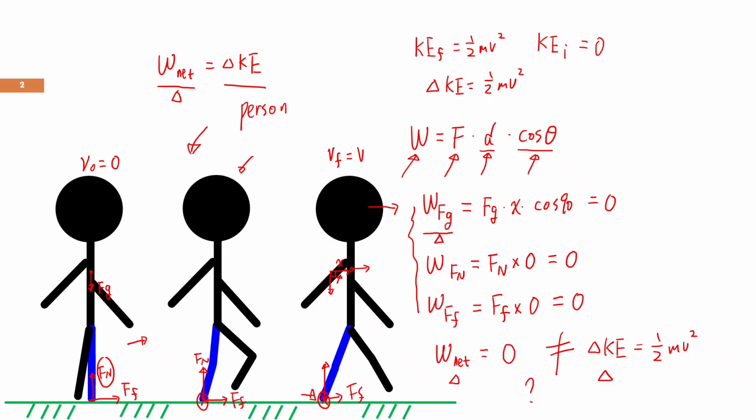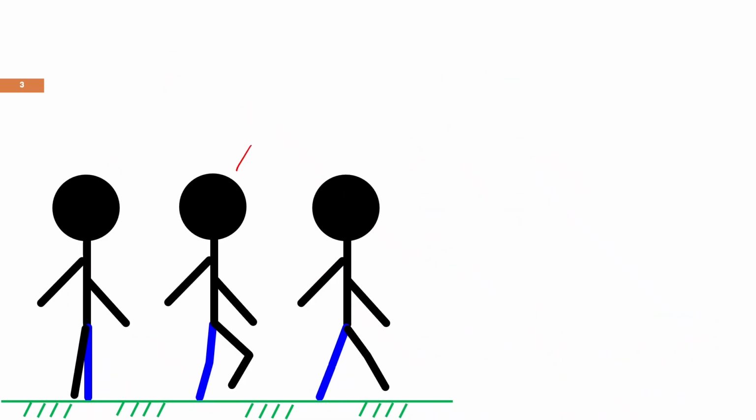Let's look at this question from a different perspective, and then we're going to revisit the work-energy theorem. If we draw a free body diagram of this person, this is what we get. We have gravity going down, we have normal force going up. We also have static friction force going to the right.